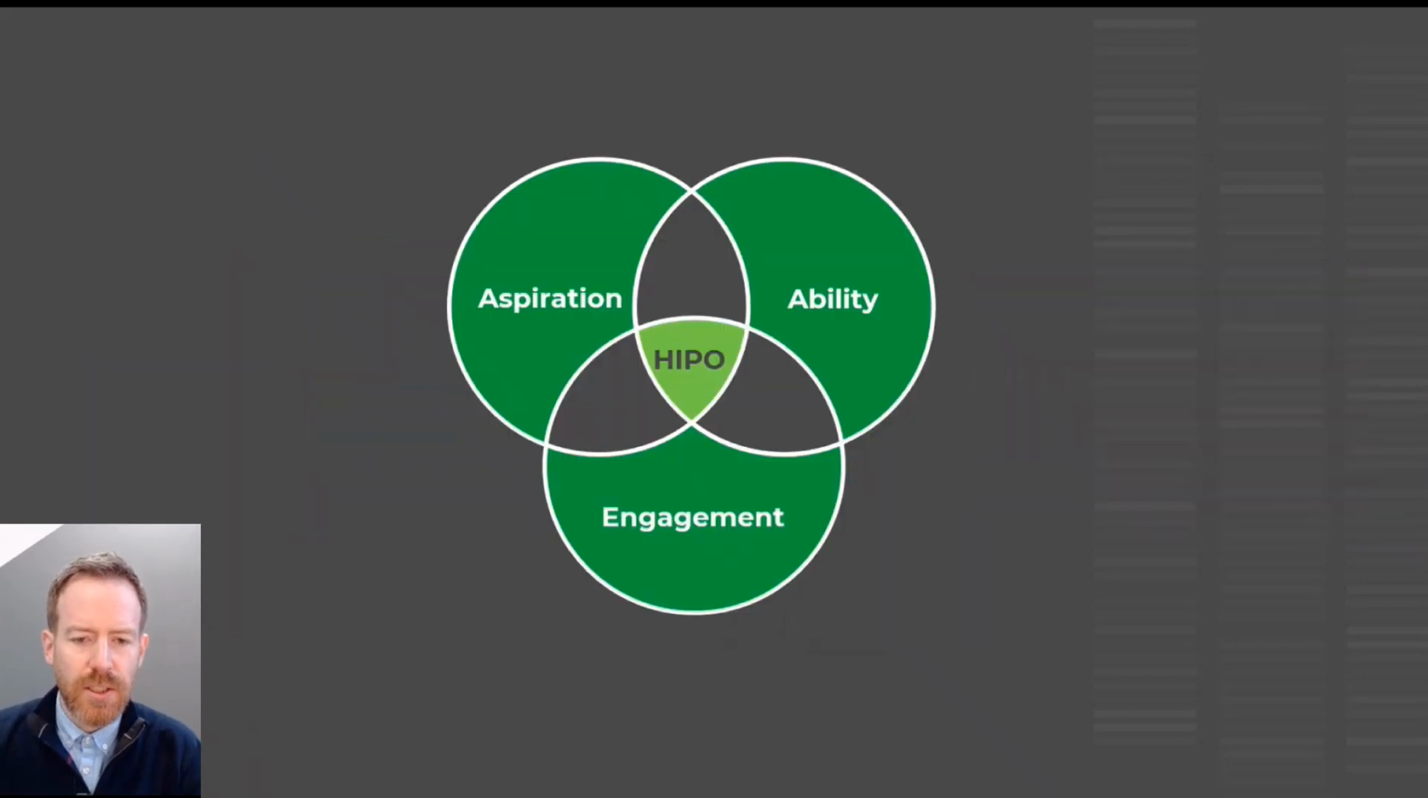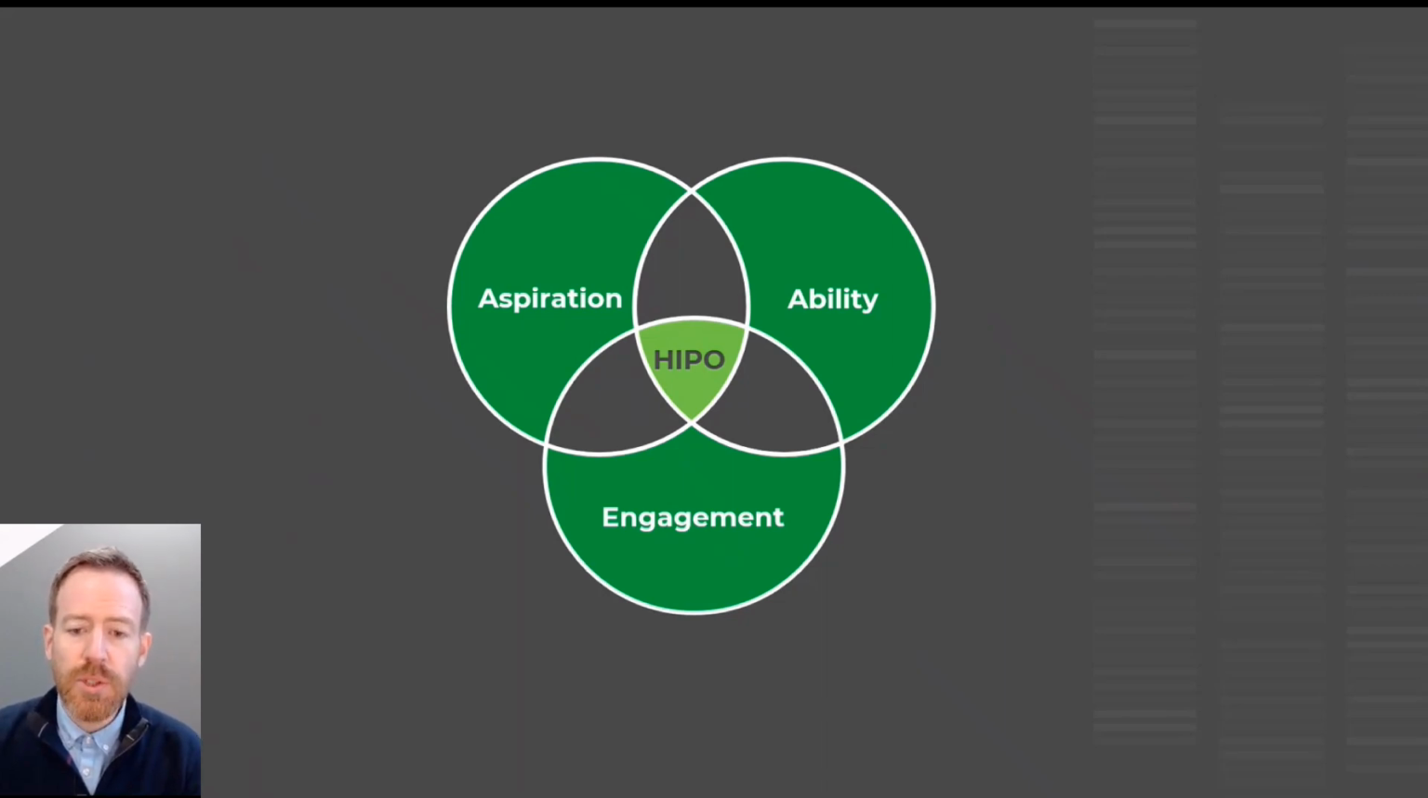Well, SHL conducted a study of over 430,000 people to discover what truly defines what a high potential is. And we discovered three things. We found that hypos aren't just the high performers. The true hypos also have what you can see on the diagram here, which is high aspiration and high engagement too.